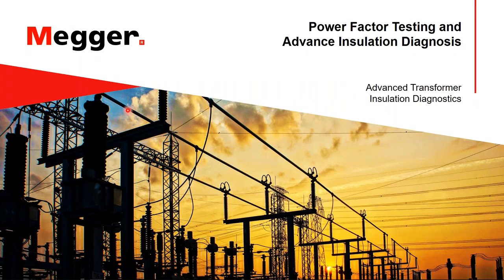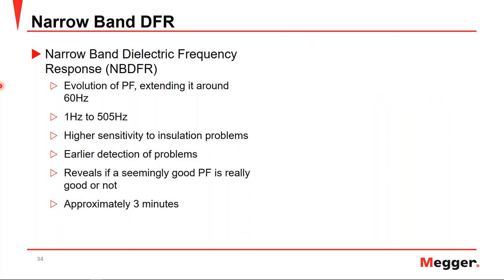So now that we've talked about power factor fundamentals and test methods, let's take a look at some of the advanced transformer insulation diagnostics, starting with narrowband dielectric frequency response. Narrowband dielectric frequency response is an evolution of power factor, extending it both ways around the 60 Hertz line frequency value. The range is from 1 to 505 Hertz.